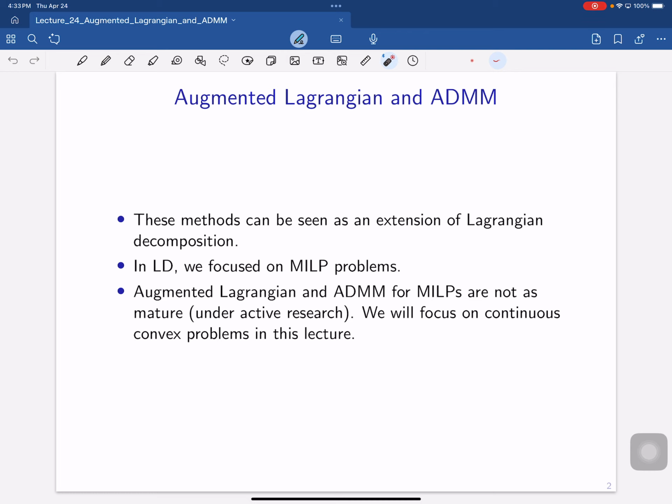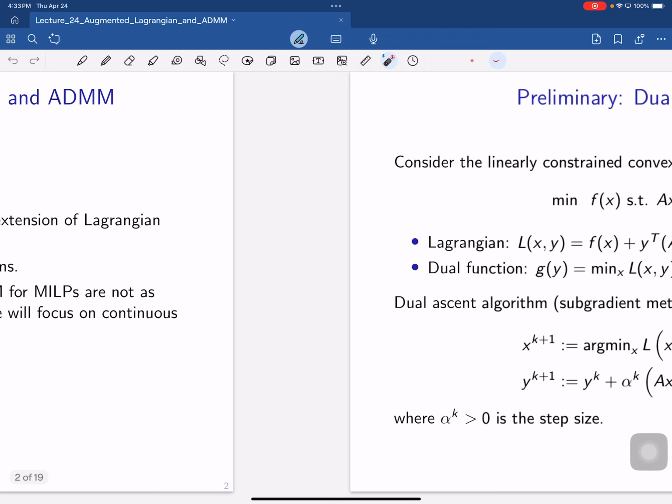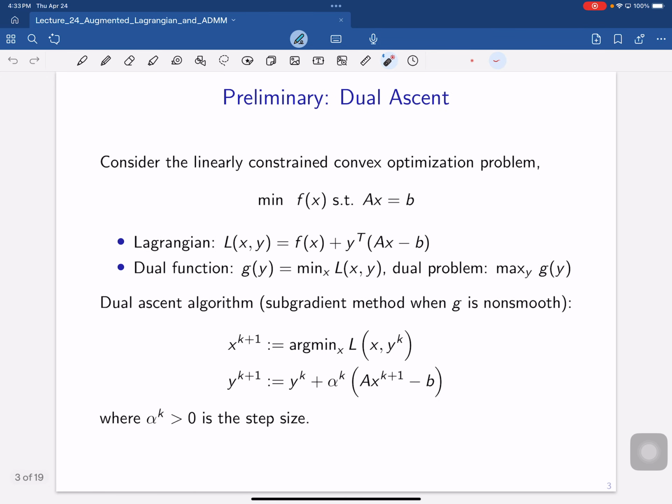We will instead focus on continuous and convex problems in this class, because continuous convex problems are relatively well studied. There are very strong properties related to continuous convex problems if you apply these two methods. Okay, so before we introduce what Augmented Lagrangian is, let's do a very quick review of what people call dual ascent. Essentially, dual ascent is the subgradient method we discussed in the previous lecture. But as I said, in this lecture, we will focus on convex problems.